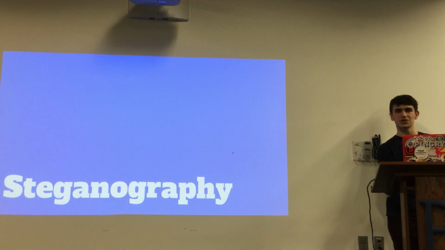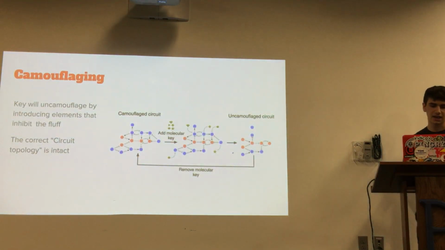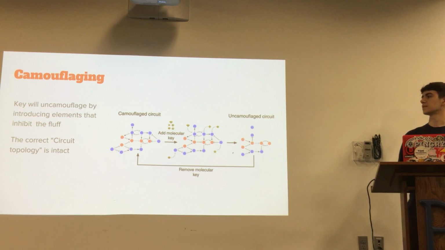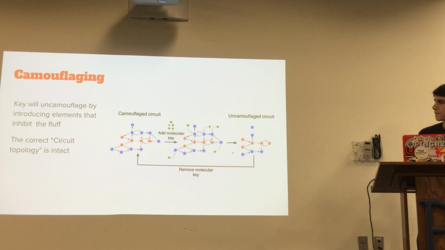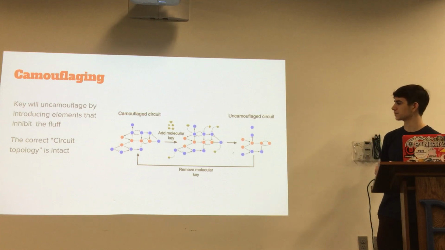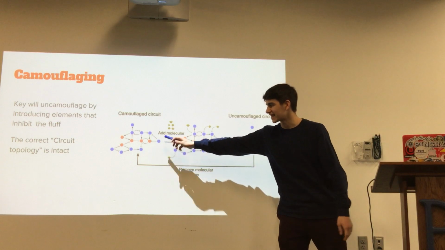And now we can go into the second part of the paper, which is a little more complicated, and it looks into steganography. So the way this is done is a little different. Instead of looking at the exact genetic code, it is uncamouflaging the circuit by introducing a molecular key. So essentially, the camouflage circuit is going to have a lot of this fluff, as I like to call it.